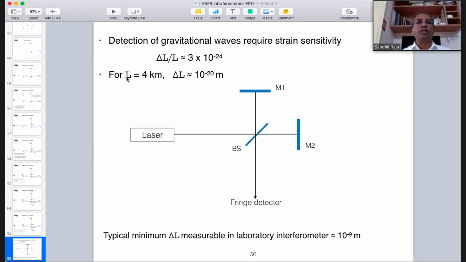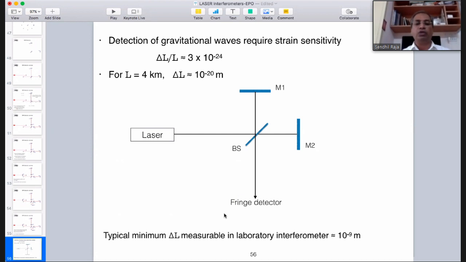So if you have a strain sensitivity requirement of 3 into 10 power minus 24, which is the target design for advanced LIGO, for a 4-kilometer interferometer, this works out as a displacement measurement of 10 power minus 20. So this interferometer should be able to measure a differential change in the two arms of the order of 10 power minus 20 meters, which is again an extremely small number.